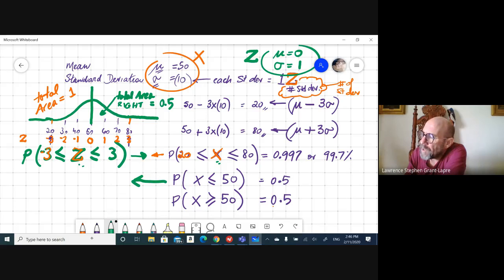Okay, this says the probability of X is less than or equal to 50. What could I have instead of X if I was to put Z? What would I say here?